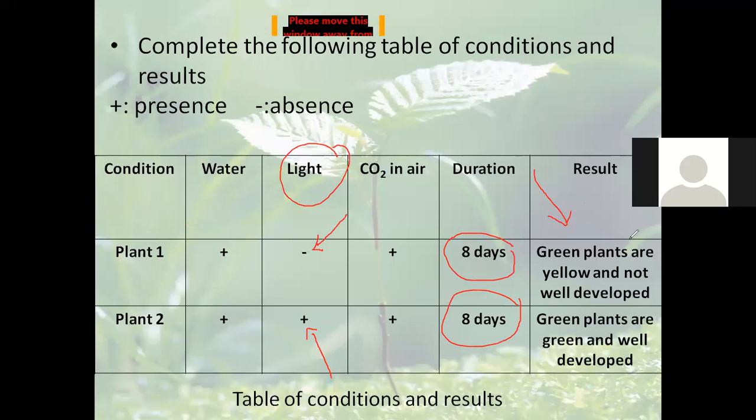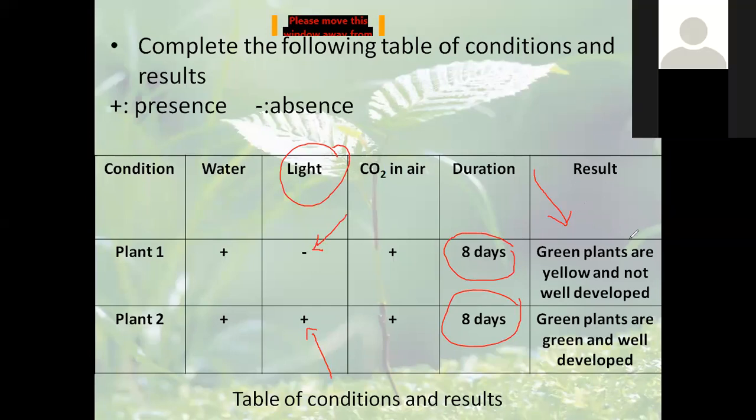If I ask you, Hassan, what are the three elements needed for the growth of the green plants? How many elements do you have until now? We explained about three elements necessary for the growth of the green plants. So what are they?